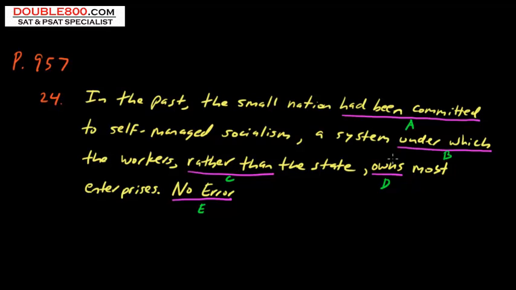These are always going to be egregious mistakes. And then we have owns. So anytime you see a verb underlined, you want to make sure it agrees with the subject-verb agreement. But College Board specifically won't put the subject right next to the verb, just to confuse the test taker a little bit. So let's think about the subject here. Who owns most enterprises? And let's go back. Here we have the subject is workers, and then we have comma, rather than the state, comma.